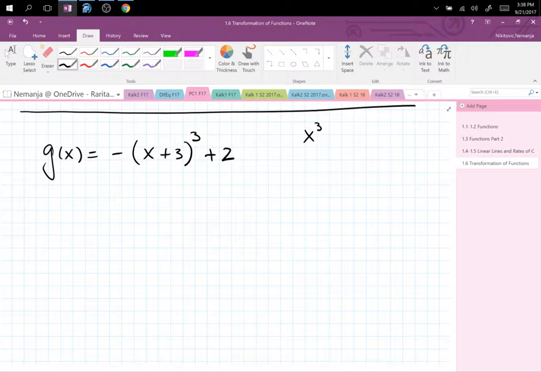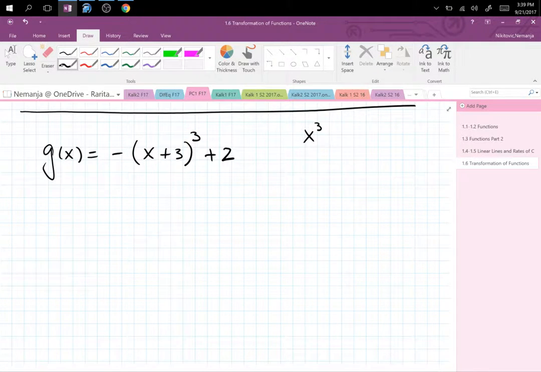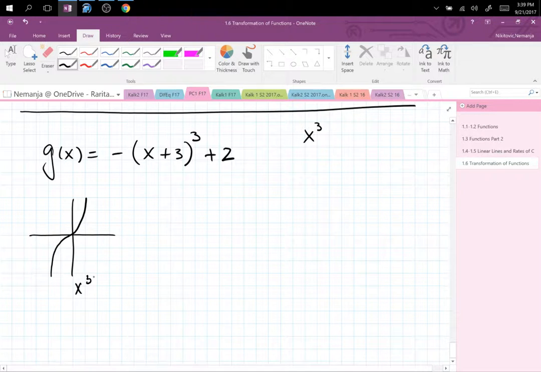You might be able to recognize reflection. You might be able to recognize shift to the left and shift up. Perfect, right? That's great. But if you don't know what x cubed looks like, all of that is irrelevant, that you can realize what these things are. So we start populating our first graph with the x cubed graph. This is just x cubed, and we are done with the first graph.